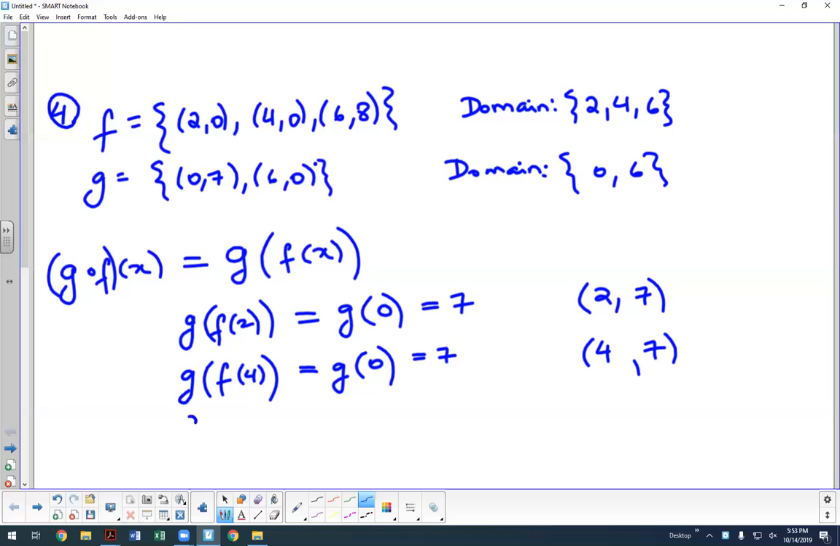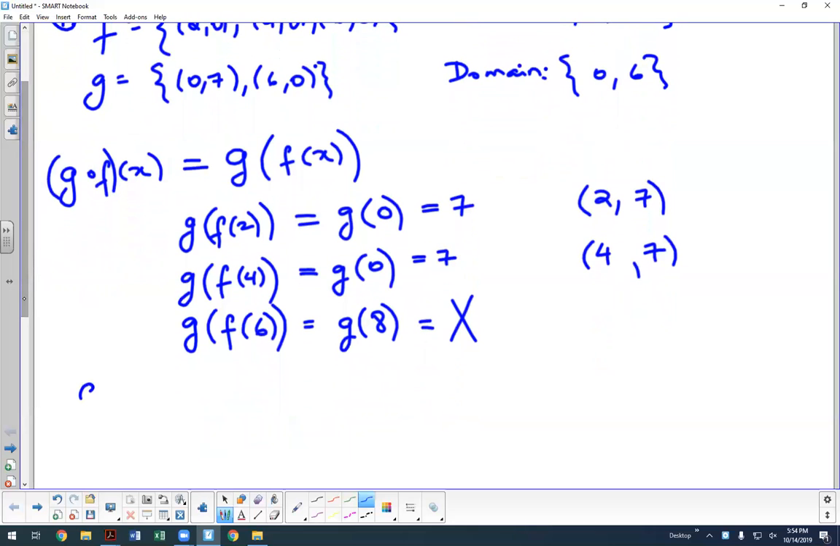Now, what are we going to get with 6? So if we did g of f of 6, where does f of 6 take us? To 8, yeah, because that's the ordered pair, 6 and 8. Now, do I have g of 8 in my domain for g? No, I have a 6, but I don't have an 8 because I cannot find an ordered pair where my x value is 8. So I actually have no answer for g of 8, which means I cannot include that as part of my function here.